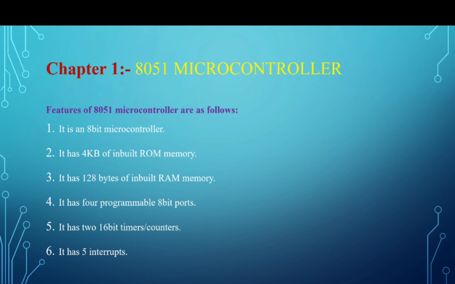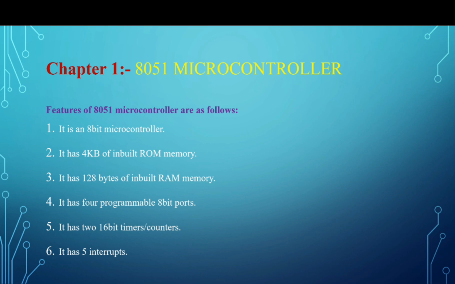The 8051 microcontroller has a 16-bit address bus, which means 2 raised to 16, that is 64 kilobytes, of program memory can be interfaced externally. So I can interface 64 kilobytes of external program memory through which I can read the program. I can also interface 64 kilobytes of data memory.